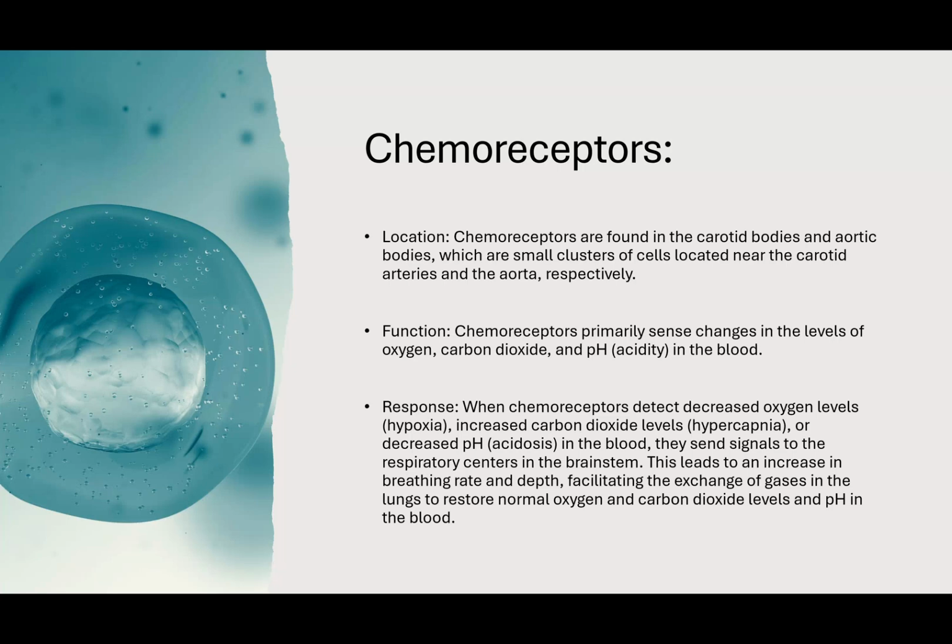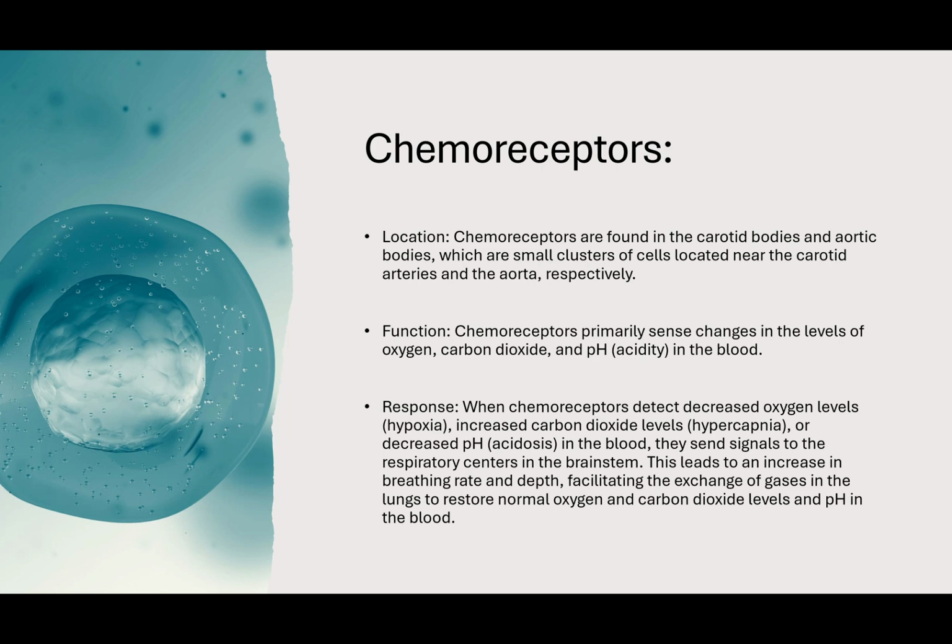All right? Now the response. The chemoreceptors detect a decreased level of oxygen, which is hypoxia, or increased carbon dioxide levels, which is hypercapnia, or decreased pH, which is acidosis. They detect all of these things, whether it's hypercapnia, hypoxia, or acidosis. This leads to an increased breathing rate and depth, facilitating the exchange of gases in the lungs.